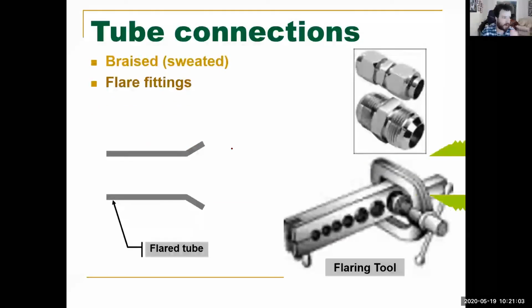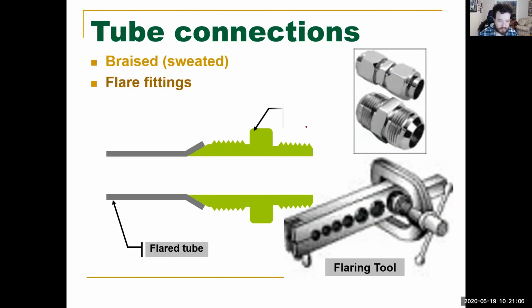Now, these are flared fittings. And what you're doing is you're actually manipulating the piece of copper. All right, so the copper is being manipulated to be flared out, and you're expanding the metal. All right, so you're taking probably a piece of pipe that was about that long, and you're making it that long. So you're thinning out the material, but you're also trying to flare it out.